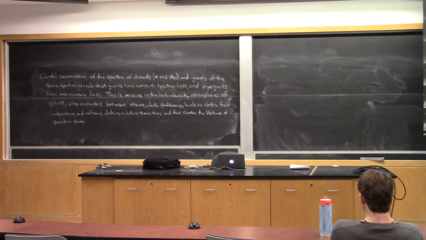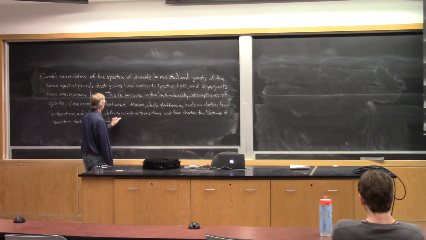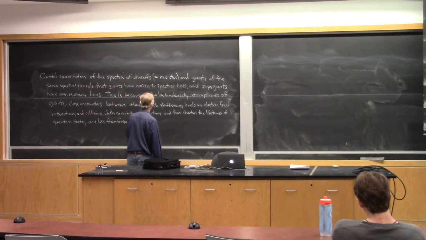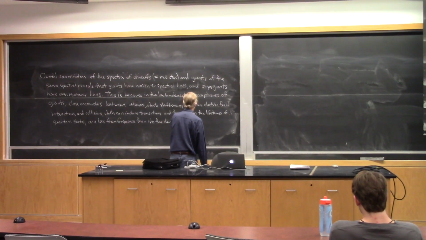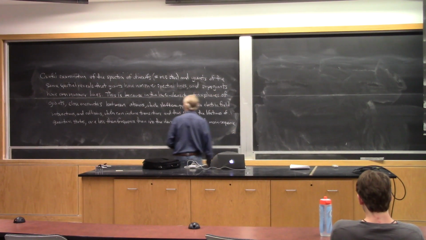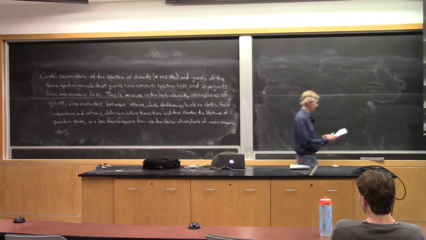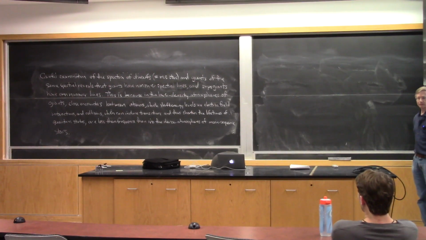This is because in the lower density atmospheres of giants, close encounters of atoms, which shift energy levels via electric field interactions, and collisions, which can induce transitions and thus shorten the lifetimes of quantum states, are less frequent than in the denser atmospheres of main sequence stars. I'll let y'all catch up with that before I start writing the other stuff.